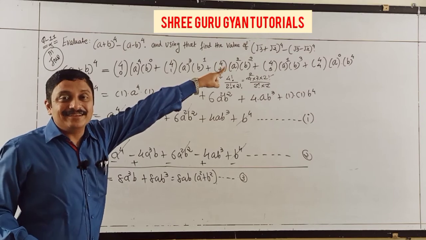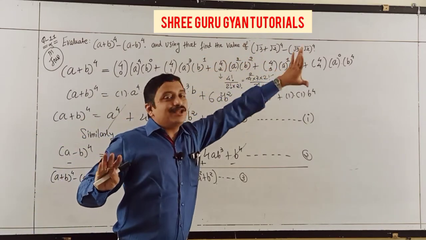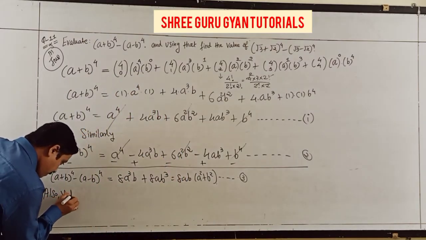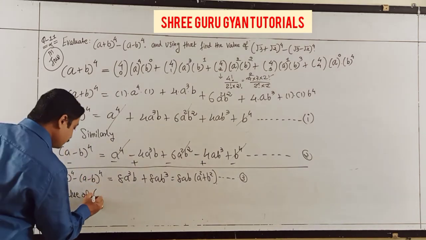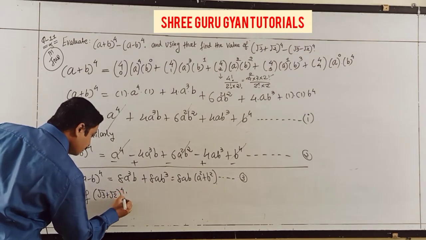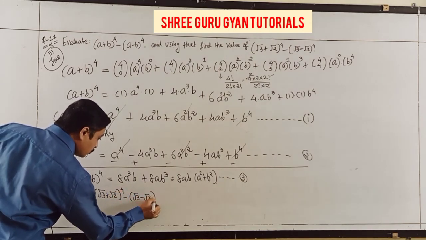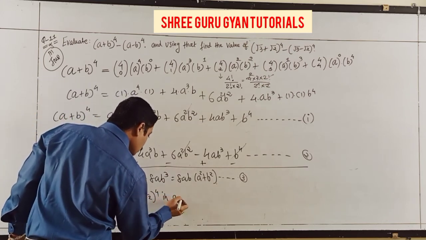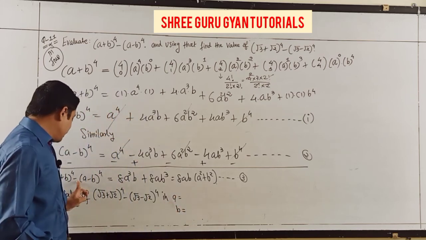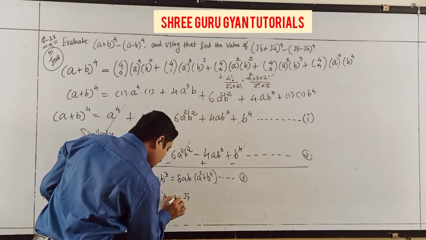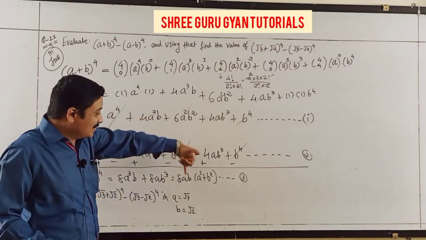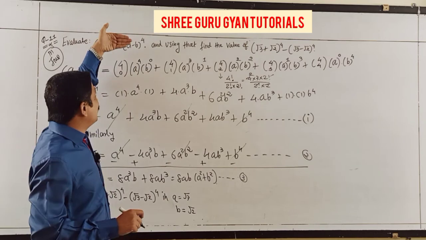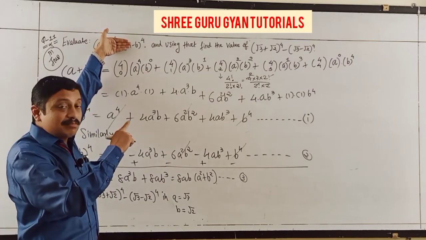Now, another question: (root 3 plus root 2) to the 4 power minus (root 3 minus root 2) to the 4 power. Also, the value I target is this. Here, I take a and b. What is a? Just comparing, a is root 3 and b is root 2, and both will directly apply here because you are using that. If you are not given to use that, you can derive it by the full method.